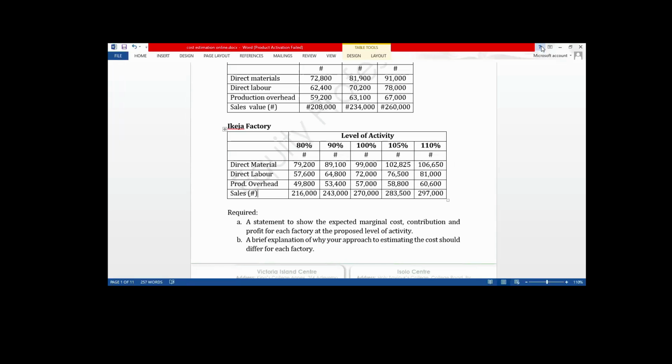The second view, from the perspective of the economist: marginal cost is the additional cost incurred as a result of producing an extra unit of a company's products.